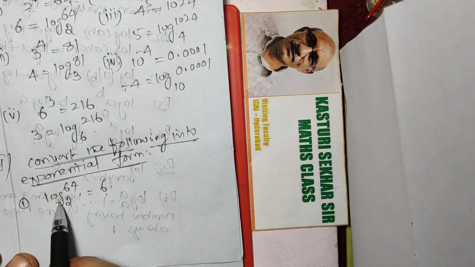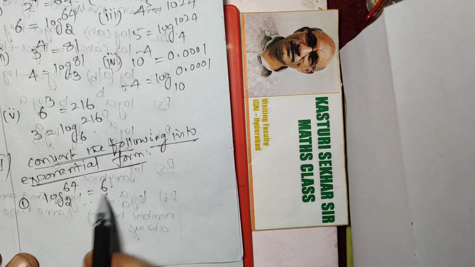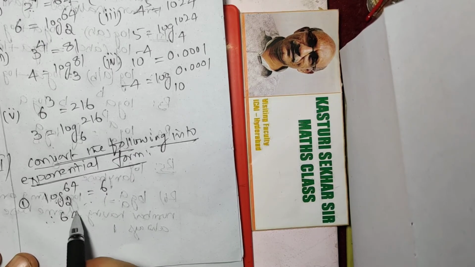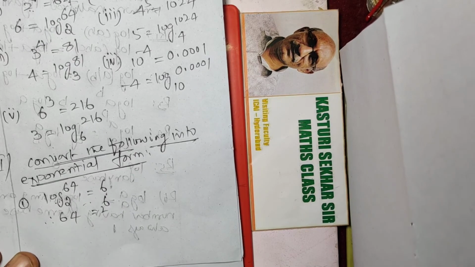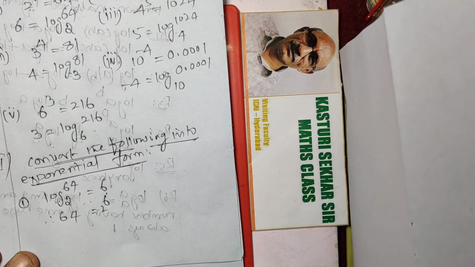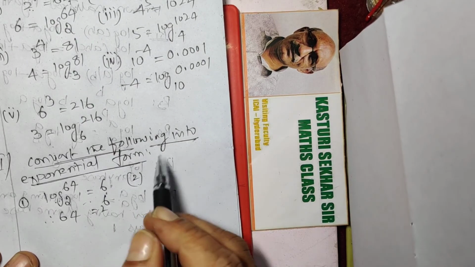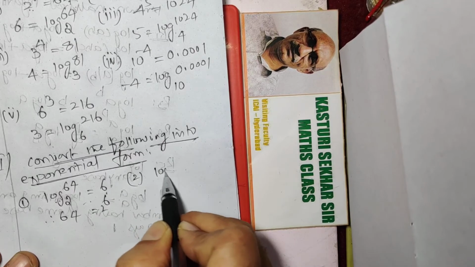When log is eliminated, this base will become base to this number. Therefore, 64 is equal to 2 power 6. LHS equal to RHS. 2 power 6 is 64.